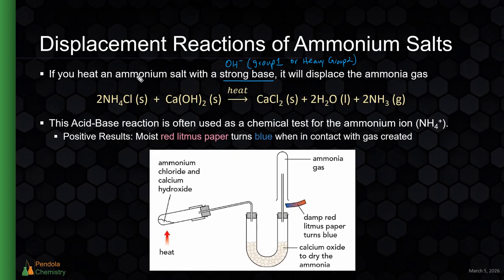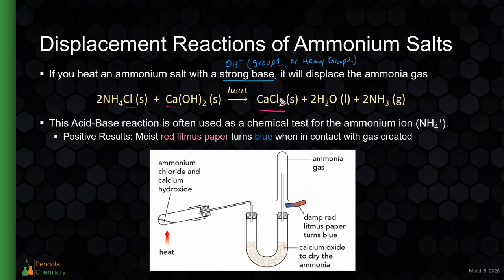If we heat up an ammonium salt, any of the ones that we just talked about, with a strong base, what happens is what we call a displacement reaction, where the ammonia gas will be displaced and essentially freed, water's created, and then the salt of the cation from the base with the anion from the ammonium salt. So calcium and chlorine will form the calcium chloride. Water is always created. Ammonia is always created.